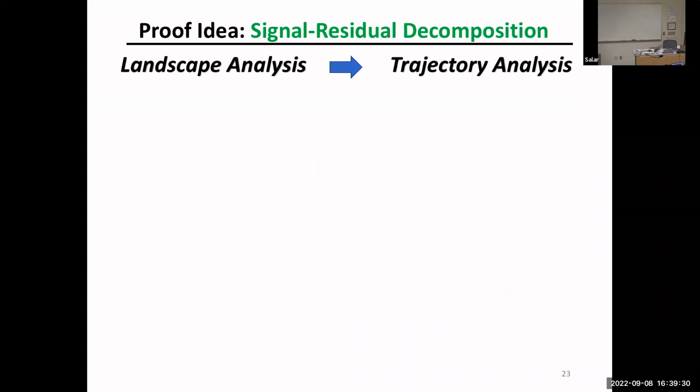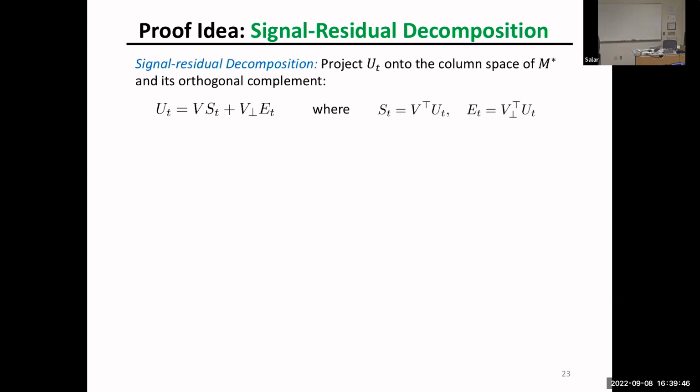Okay, I'm gonna give a brief overview of the proof then. As I mentioned at the beginning, our idea is to move away from global landscape analysis and have a fine-grained trajectory analysis for our used algorithm. The way we are going to do that is by decomposing our solution trajectory into 2 terms, signal term and the residual term. The signal term is the projection of every iteration of our algorithm onto the column space of M star, the true solution.